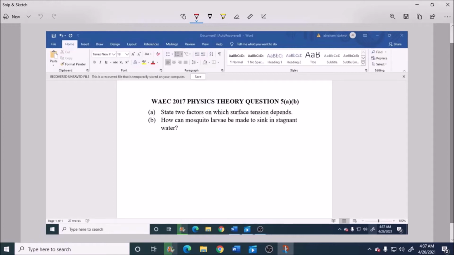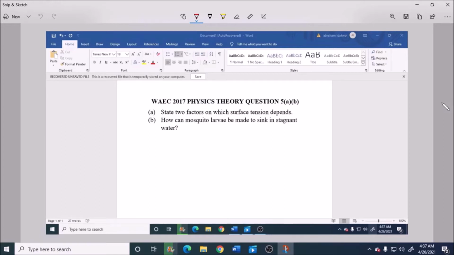Now first, what is surface tension? It is a force that acts on the surface of a liquid that makes the liquid act like an elastic skin. Now what are the factors that the surface tension depends upon?